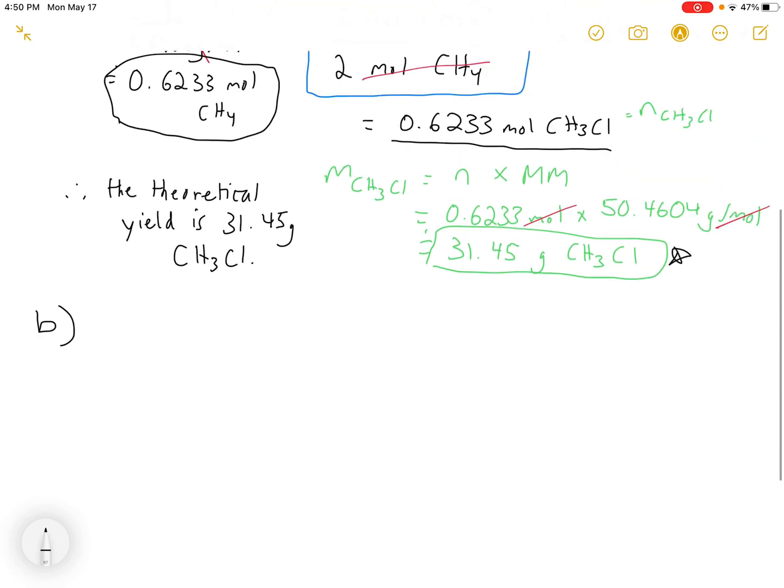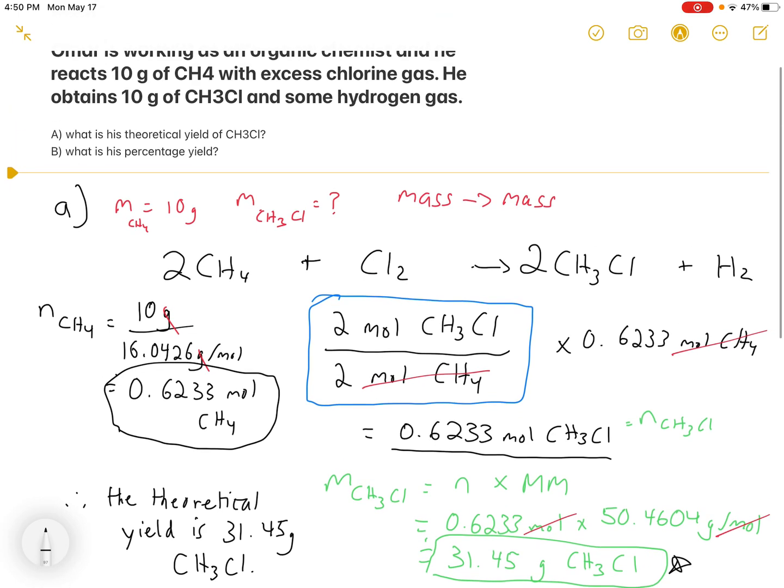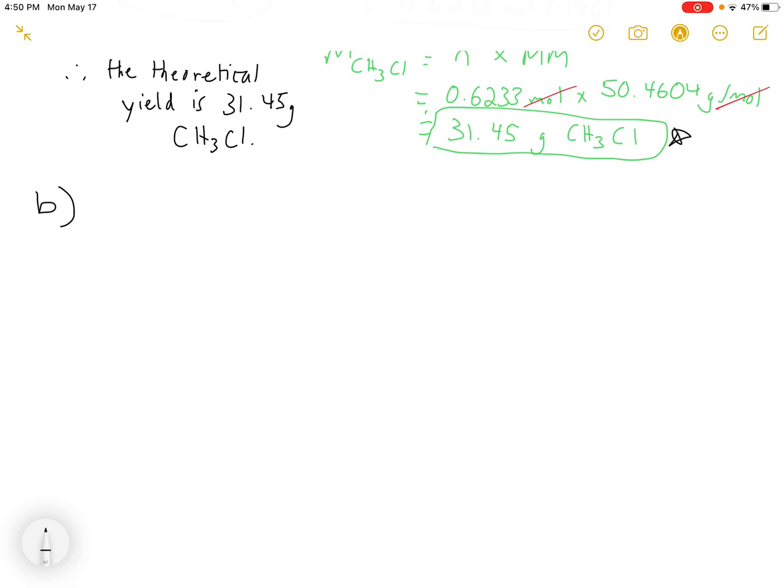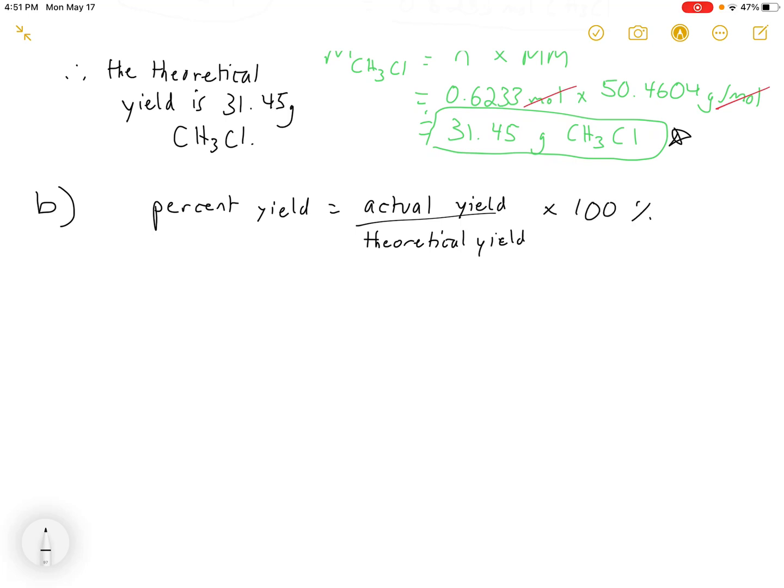So part B, just so we can remind ourselves, asked for what was Omar's percentage yield in this reaction. So we know that the percentage yield equation is percent yield equals actual yield divided by theoretical yield times 100%. And again, that just makes sense because all that a percent is, is a fraction out of 100.